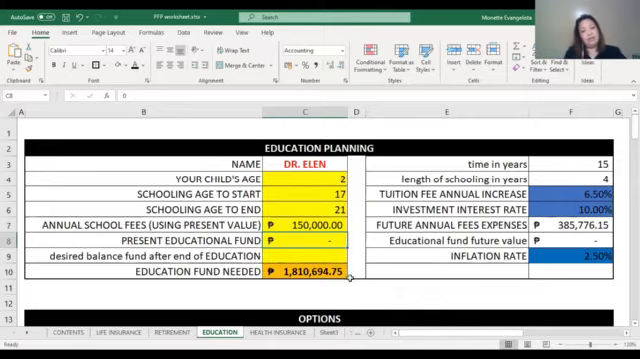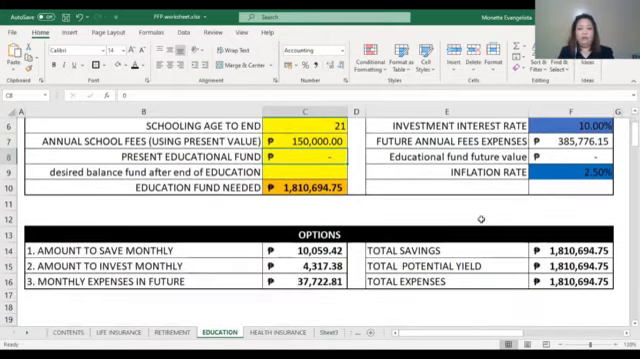So, if the education fund that we need now is down to 1.8 million na lang, Dr. Ellen, then you just need to invest 4,300 pesos a month. Okay? And Dr. Ellen said, that's more like it. So, siguro we can start with that one muna. Okay? So, I hope if you have any question, just let me know.